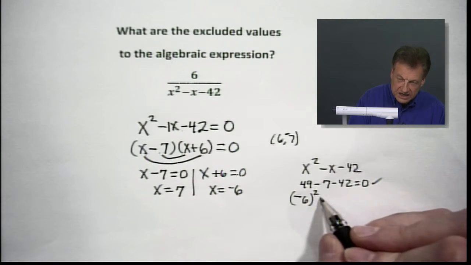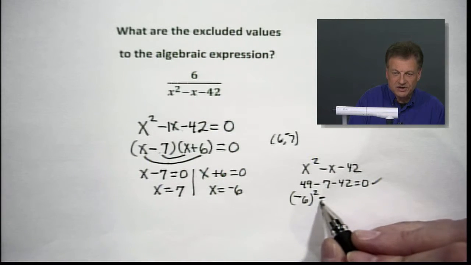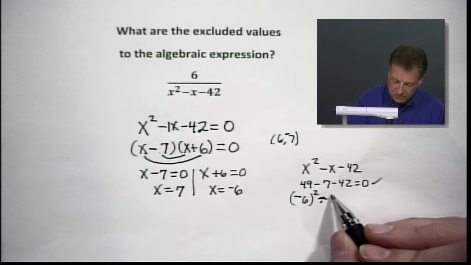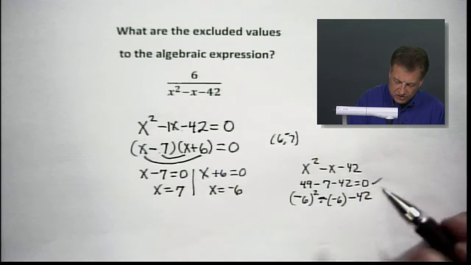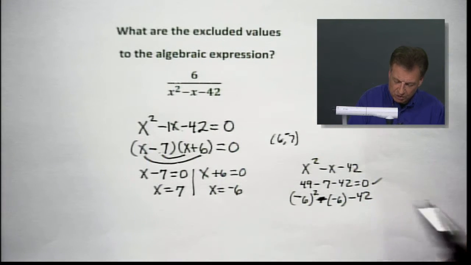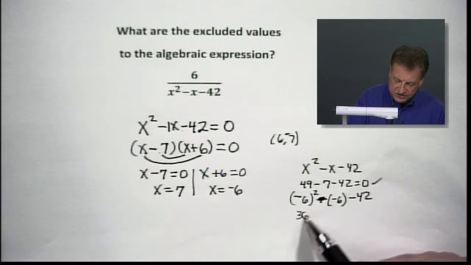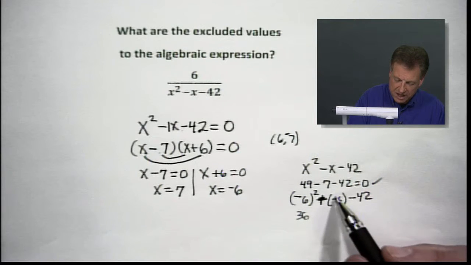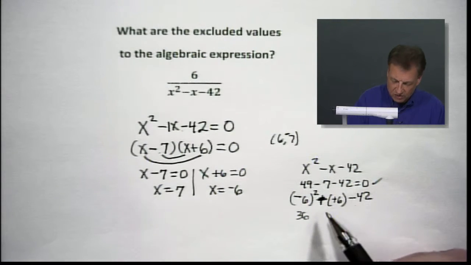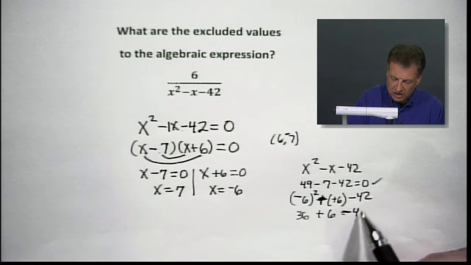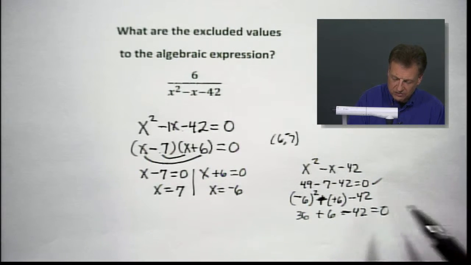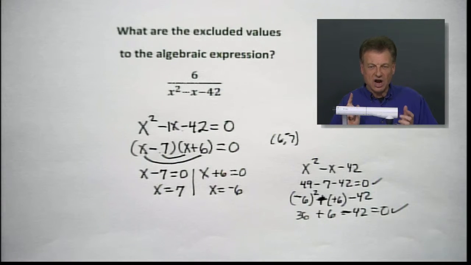Let's see if we put a negative 6 and we square it. Notice I put a parenthesis around that. Then we're going to have to take away a negative 6 because see what we're doing here? Minus our 42. That is still just a minus sign there. That gives me 36. This gives me now plus a positive, which is going to give you plus 6 more minus 42. You know what that is? That's equal to 0 also. So it does check out our excluded value.